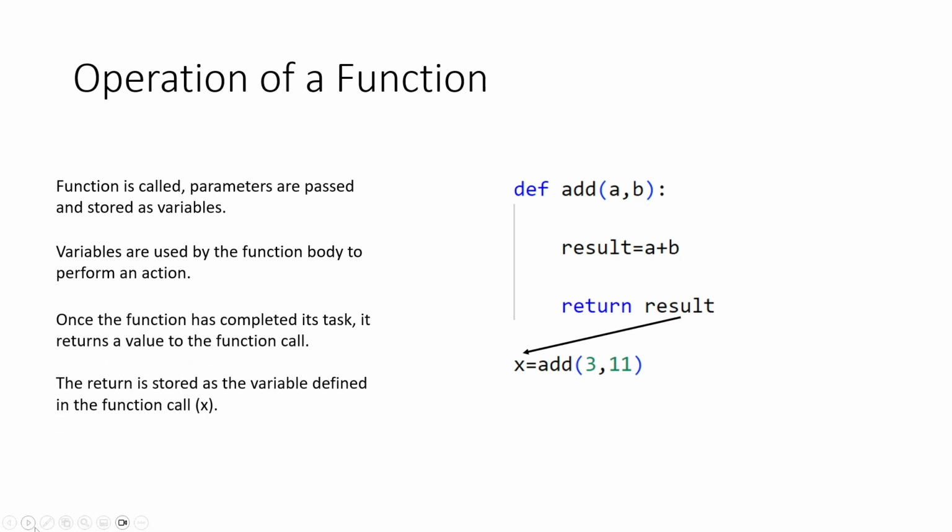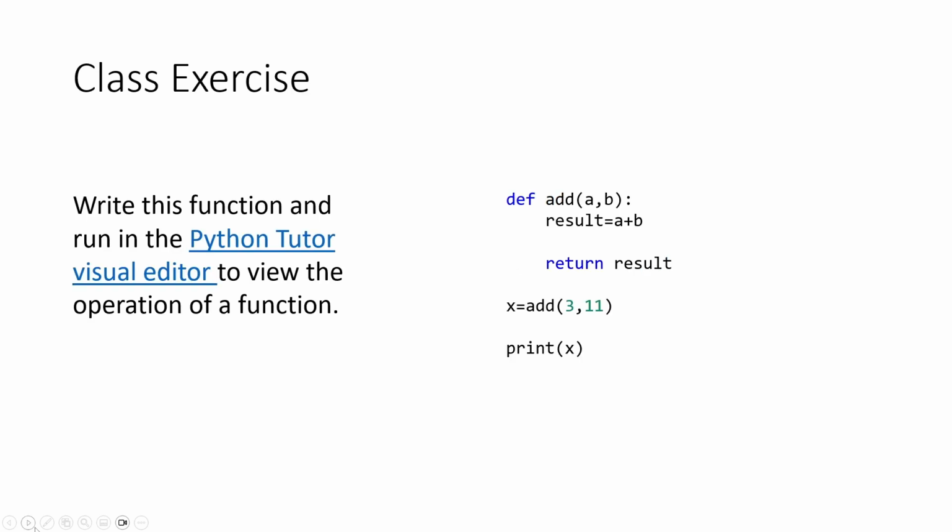And then we're going to return the result of adding 3 and 11. Now we can do this in another way. We can use the Python Tutor visual editor, and this is just another way to look at this. So let's open that link and see how this works.